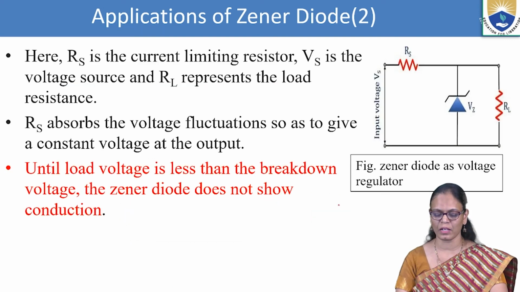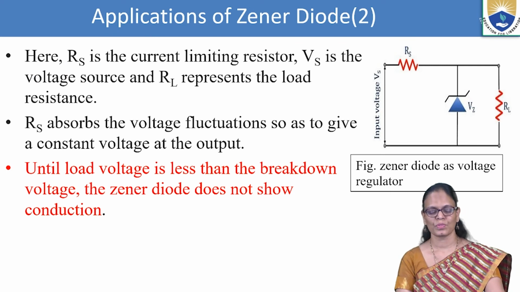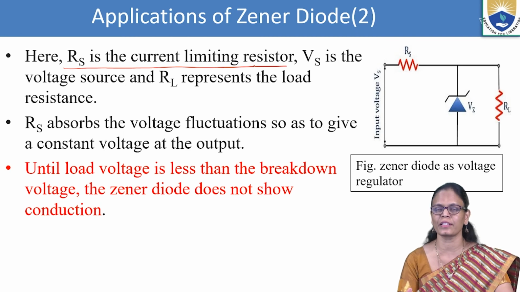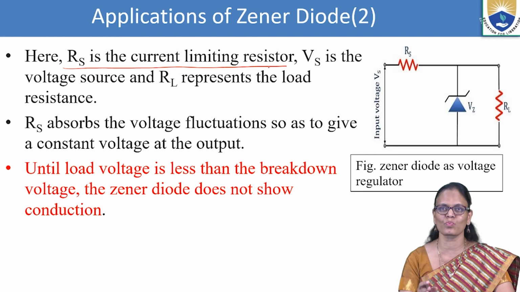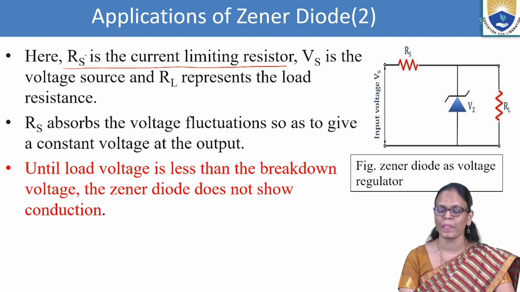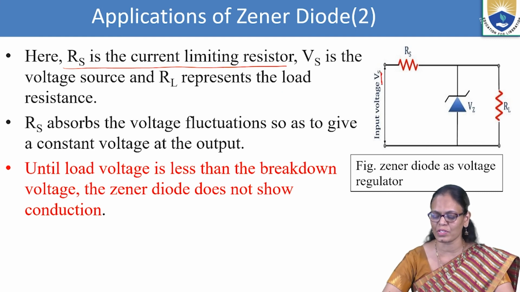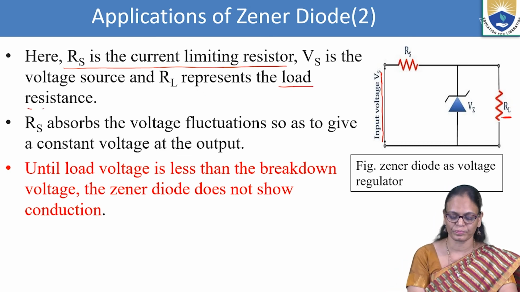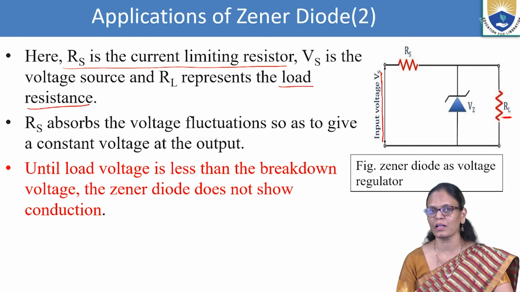So let us see how it functions. RS is the current limiting resistor. Whenever there is a current flowing, we can limit it with the help of the resistance. Resistance is what obstructs the flow of current. By selecting a suitable resistance, we can limit the current flowing through the circuit. And Vs here is the voltage source. The source that we are using, we are calling it Vs. And RL here represents the load resistance. This is the load across which we get the output.